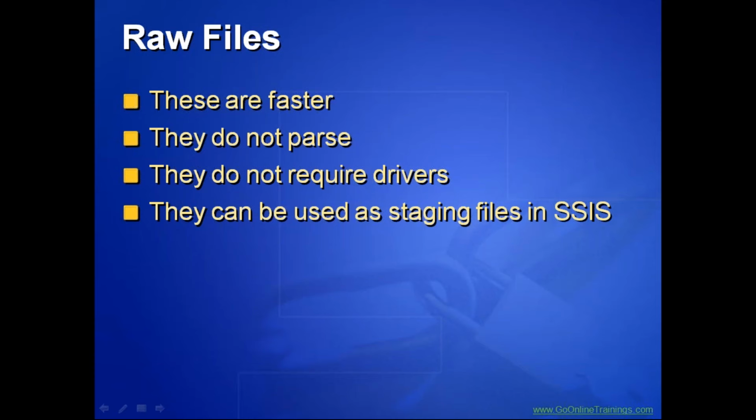Remember this. Now, yesterday we discussed raw files, right? These are faster, they do not parse, and they do not require drivers. They can be used as staging files in SSIS. If you want to migrate data from one platform to another, the easiest way is to get all the data from each and every table, dump it into a raw file, and give the raw file to the SSIS developer so that he can take the data from that raw file and dump it into a SQL Server table without any kind of conversion. So it will be very, very fast.